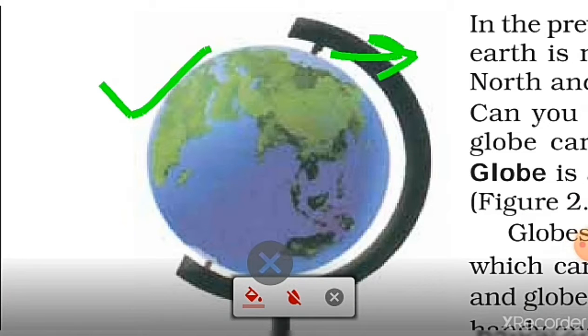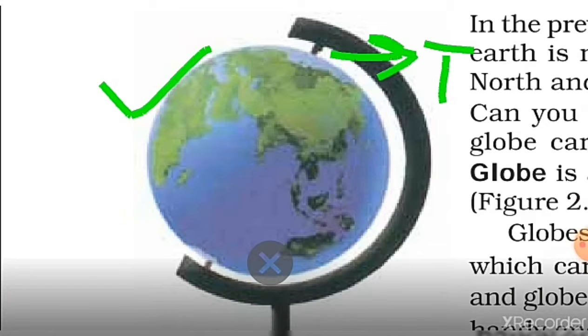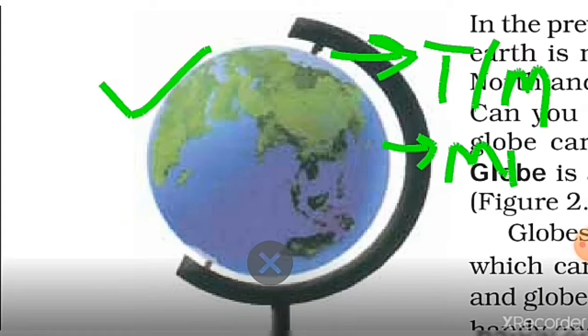The first question is: what is a globe? A globe is the true model of the earth, and it is a miniature form of the earth.